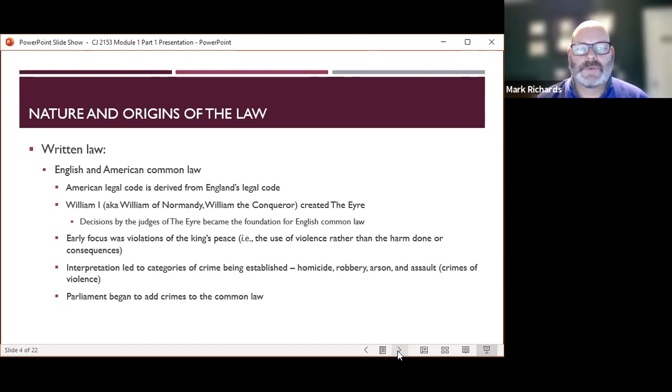The early focus of English common law was not on what one person did to another, but whether these violations were a violation of the king's peace. The interpretation of the common law eventually led to categories being established for violations like homicide, robbery, arson, and assault. Soon thereafter, as Parliament established and asserted its own power, Parliament began to add crimes to the common law as well.